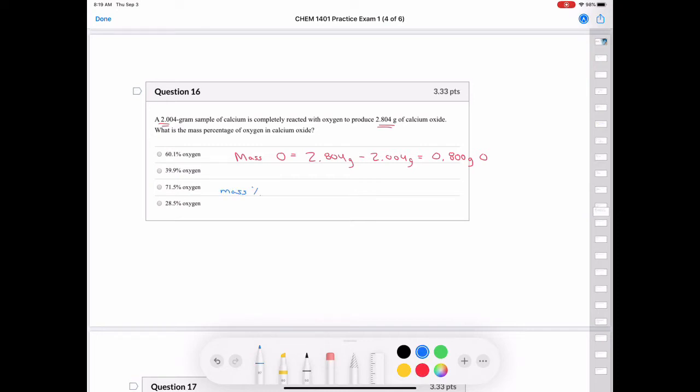So now we have our mass of oxygen, and if we wanted to determine the mass percent of oxygen, we're going to take the mass of oxygen, right? That's the mass of oxygen in the calcium oxide. We're going to divide that by 2.804 grams. So that's the total mass of the calcium oxide, and then we're going to multiply that by 100%, and we end up with 28.5% right there. So 28.5% oxygen.